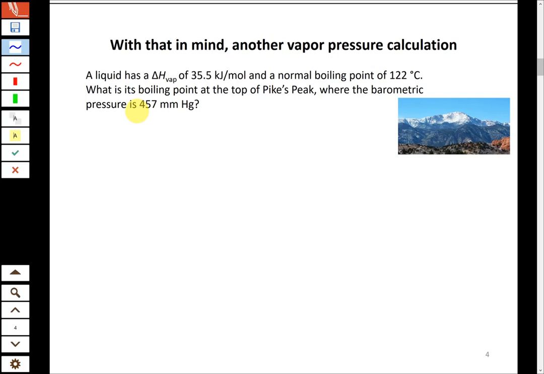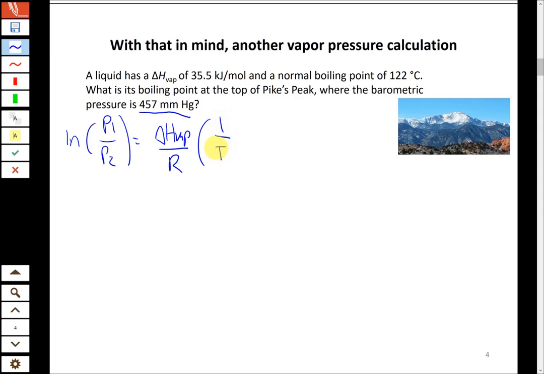In this problem, we're again thinking about the temperature dependence of vapor pressure. It may not be obvious here, but we're looking again for a boiling point, another temperature at which the vapor pressure is this value, because the boiling point is going to be the situation when the vapor pressure equals the surrounding atmospheric or barometric pressure. So this is the equation we're using, which we introduced last time. The natural log of the ratio of two vapor pressures is equal to the enthalpy of vaporization divided by R times 1 over T2 minus 1 over T1, where those are the two temperatures associated with each of the two vapor pressures you're comparing.